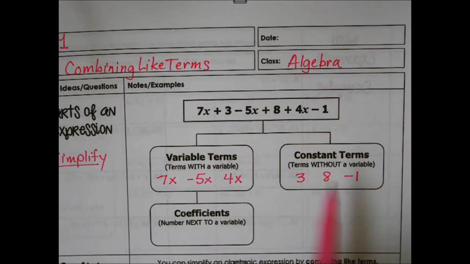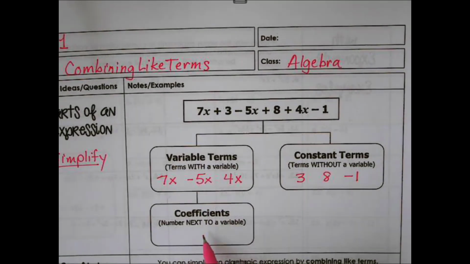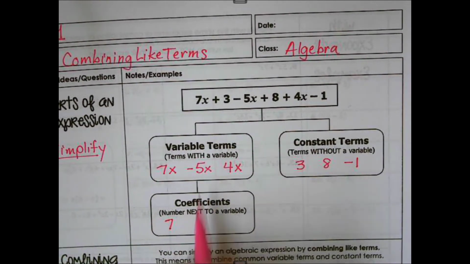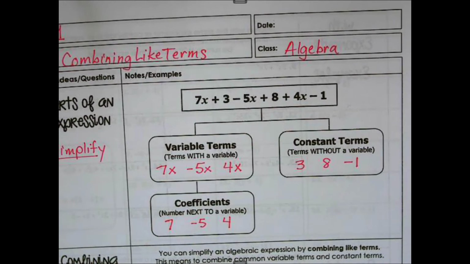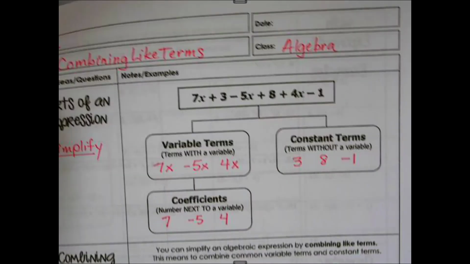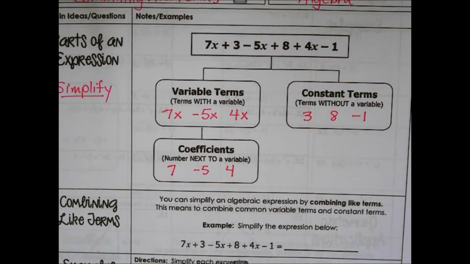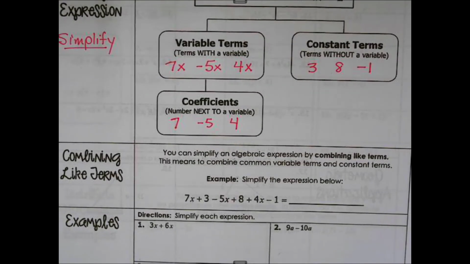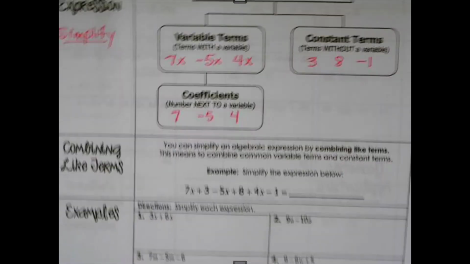All right, now on the variable terms, we talk about the coefficients. Coefficients are important because that's what we end up combining to simplify. So the coefficients, we have 7, we have negative 5, and we have 4. And so those coefficients will let us know how we are going to simplify all of those x's. Okay, so let's get to it. Combining like terms. So it's the same expression here.